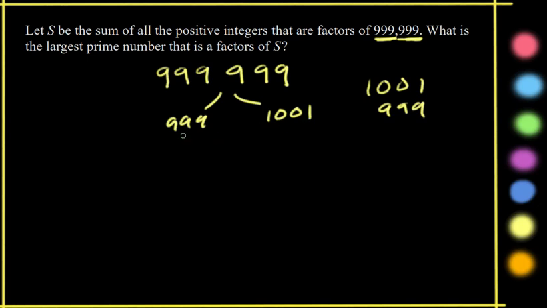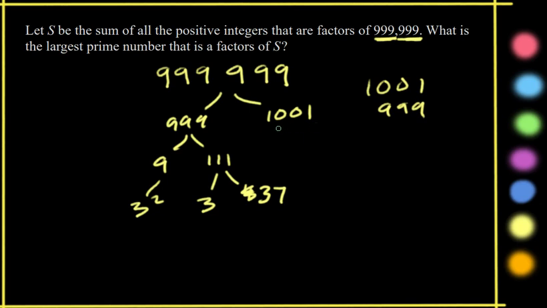Now 999 is divisible by 9, right? That's going to be 9 and 111. 111 is divisible by 3. Let's see, so that's going to be 37. And then, okay, so now 9 is going to be 3 squared.